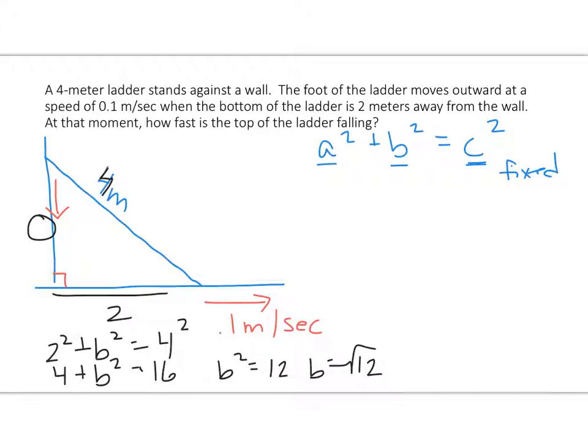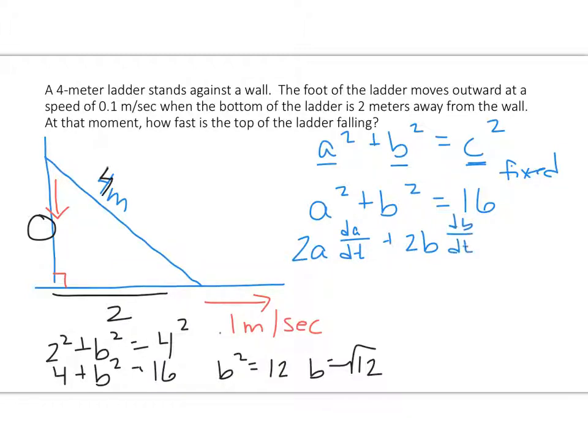So now I know my fixed value, I'm going to plug that in. So I have a squared plus b squared always equals 16. And I know that a is changing at a rate of 0.1 meters per second. Now this is getting bigger, so this is positive, right? Over here, the b value is going to be shrinking. So when I take my derivative, this is 2a dA/dt plus 2b dB/dt equals 0, because that is a fixed constant. That is never changing. Now again, I can factor out my 2, so the 2's are gone.